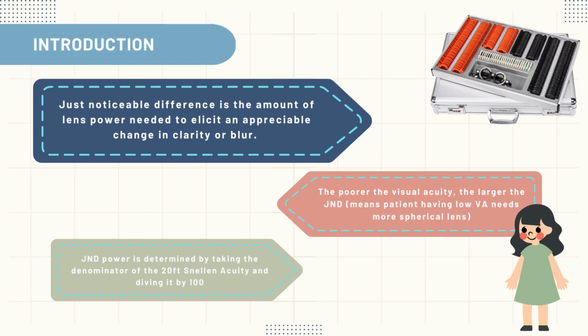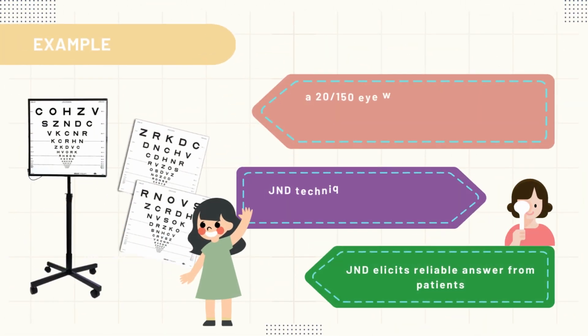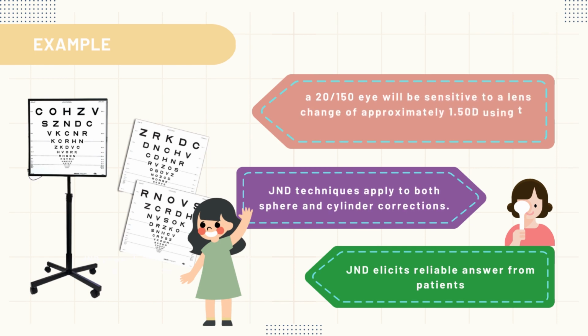JND power is determined by taking the denominator of the 20-foot Snellen acuity and dividing it by 100. For example, a 20/150 will be sensitive to a lens change of approximately 1.5 diopter using the JND rule. JND refracting techniques apply to both sphere and cylinder correction. Most importantly, JND elicits reliable answers from the patient.